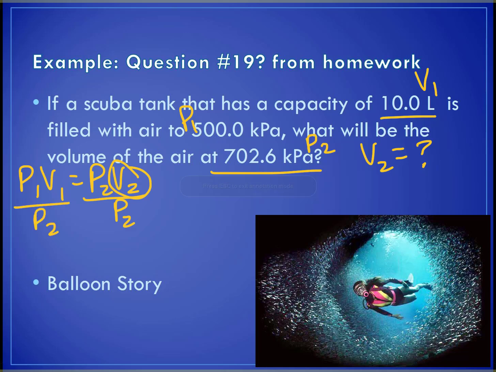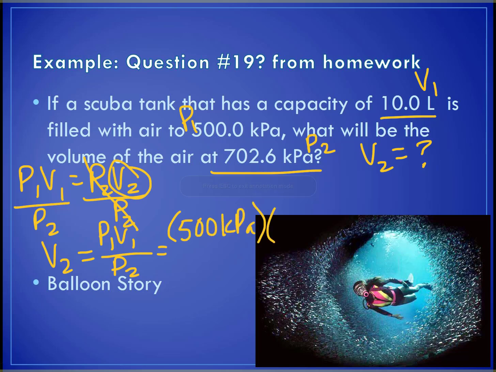Again, if you do not like rearranging equations, then just go ahead and plug it into the Boyle's Law equation. You're going to get the right answer as long as you follow your algebra rules. So let's plug in each number. My P1 is 500 kPa. My V1 is 10 liters. And my second pressure is 702.6 kPa. My kPa is going to cancel, and I'll just plug this into the calculator.